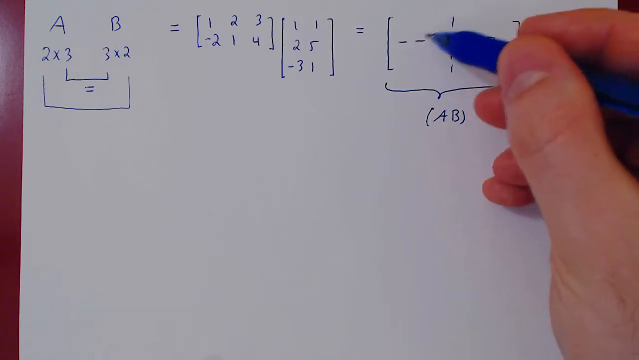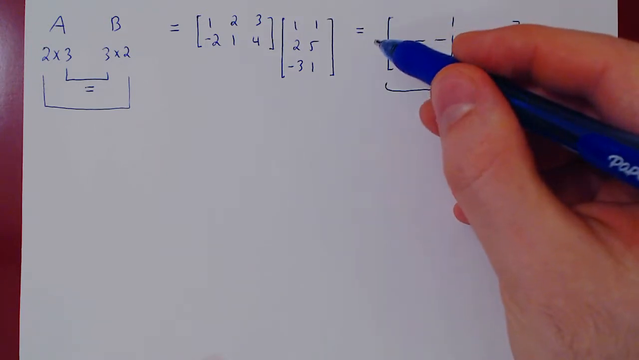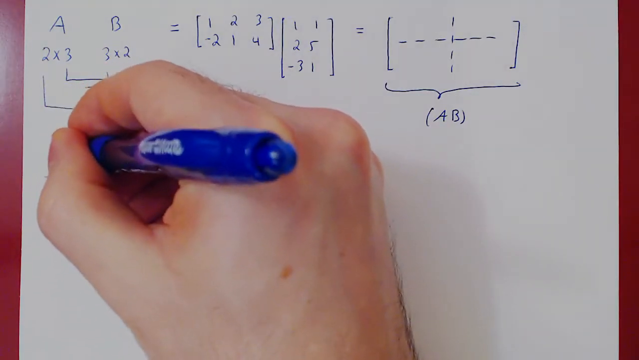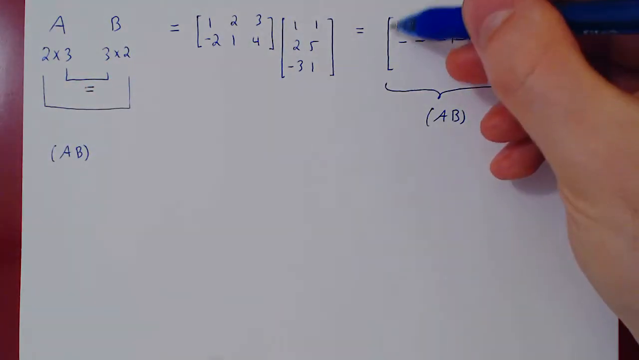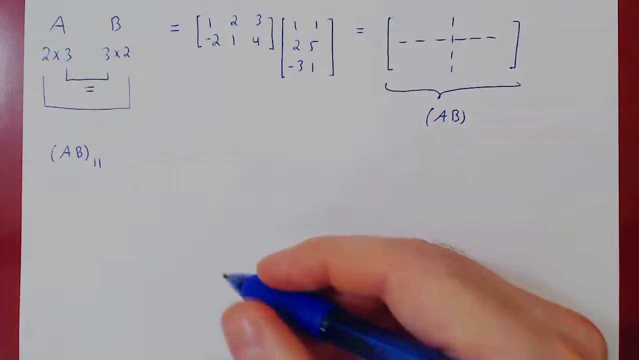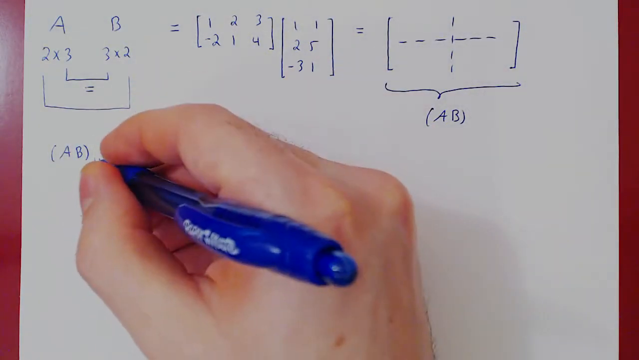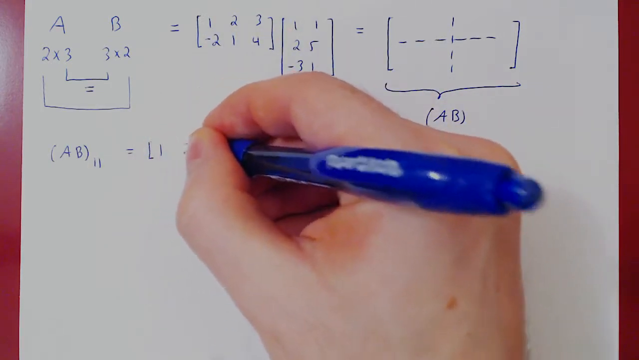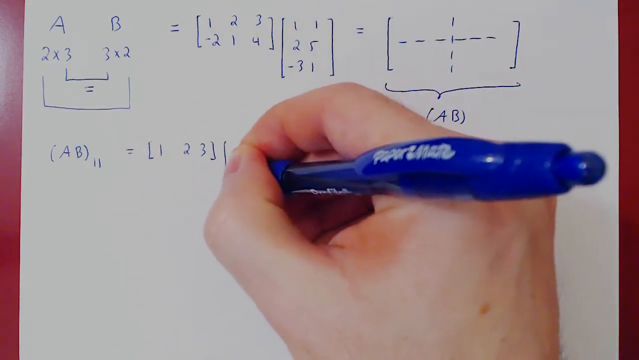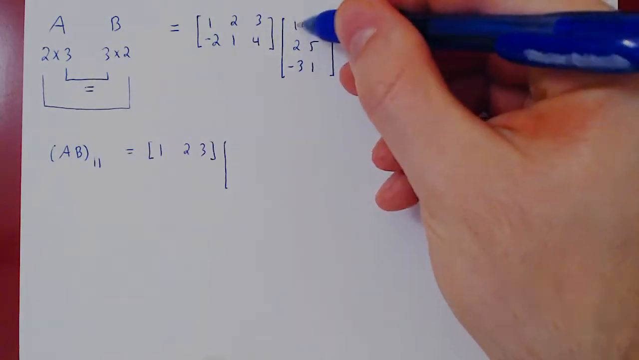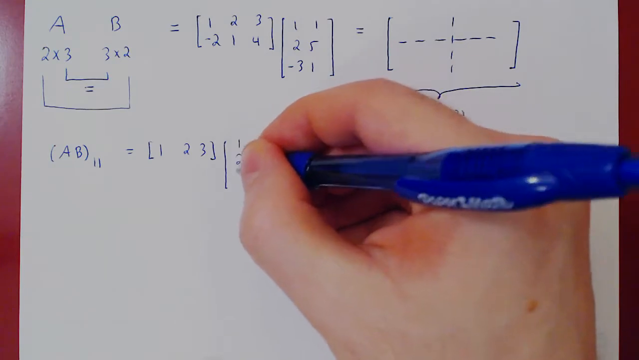Let's find the first entry here. So this is the entry in row 1, column 1. So you say, okay, well, we want the entry of AB in the first row, first column. Well, we take the first row of A, so it's the row 1, 2, 3, times the first column of B, 1, 2, negative 3.